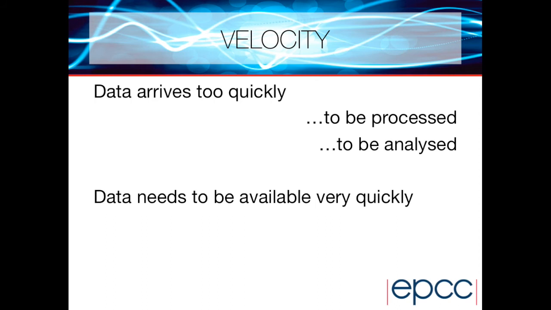The next V is velocity. And this is about the fact that data is arriving either too quickly to be processed or too quickly to be analyzed, or possibly that data needs to be available very quickly. So this latter point, for example, is one thing that high performance computing might be able to help you with, large supercomputers that can crunch the numbers very quickly in order for you to get an output in a short amount of time. You also might be able to do this with a distributed architecture, a scale out type architecture, a cloud like solution, in order to be able to get your answer in real time.